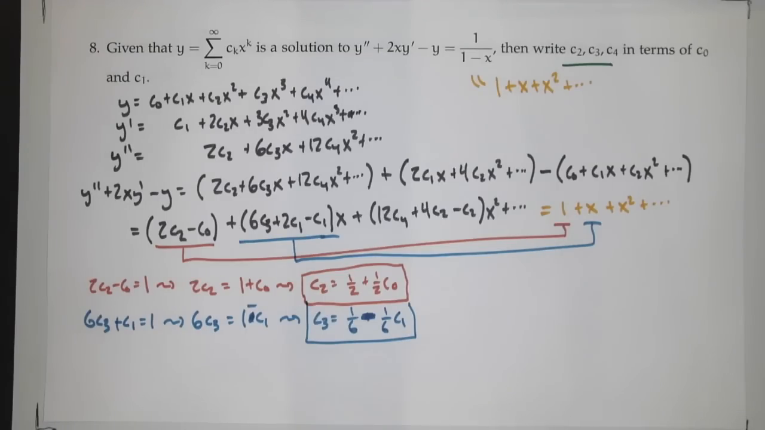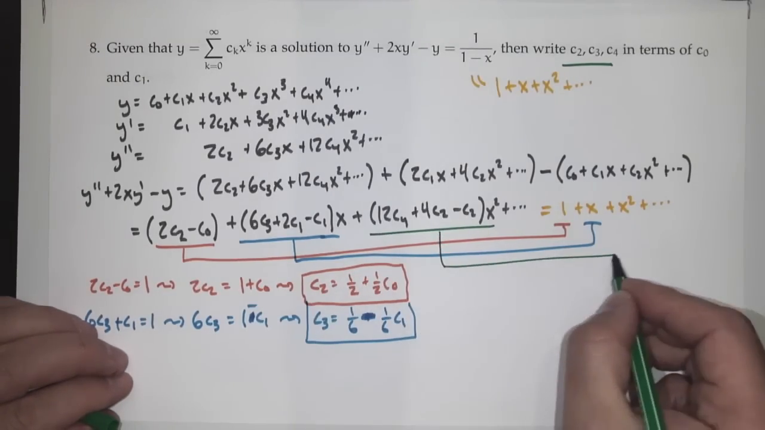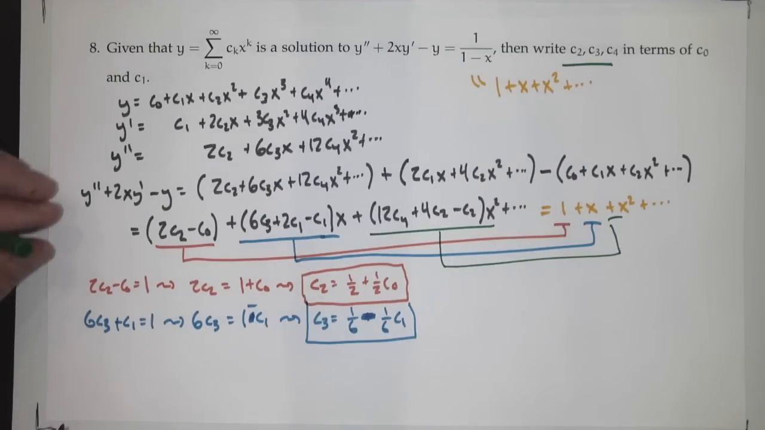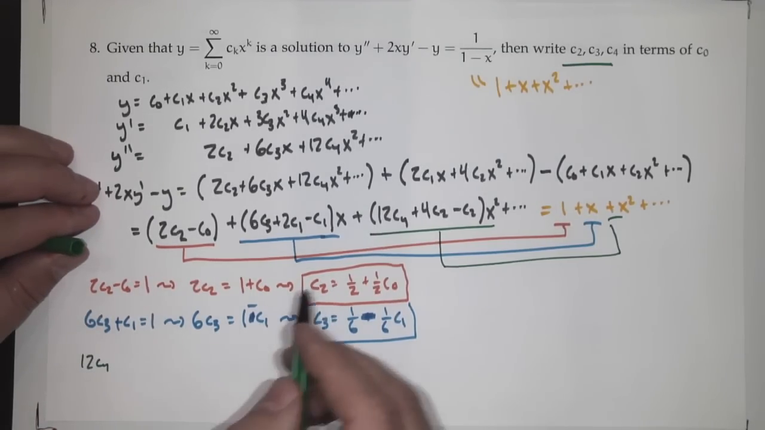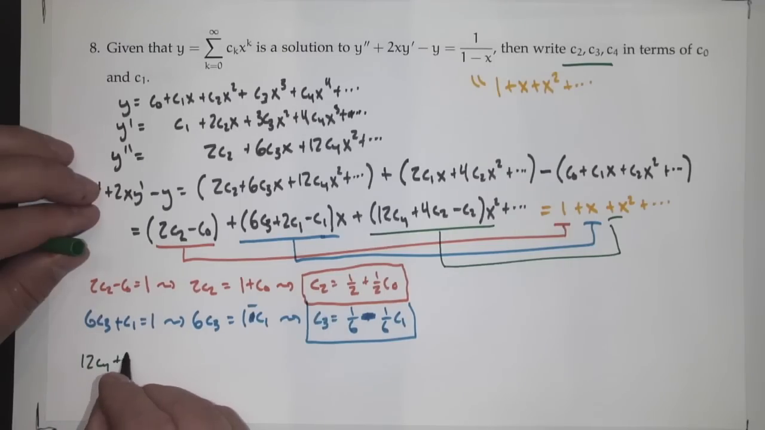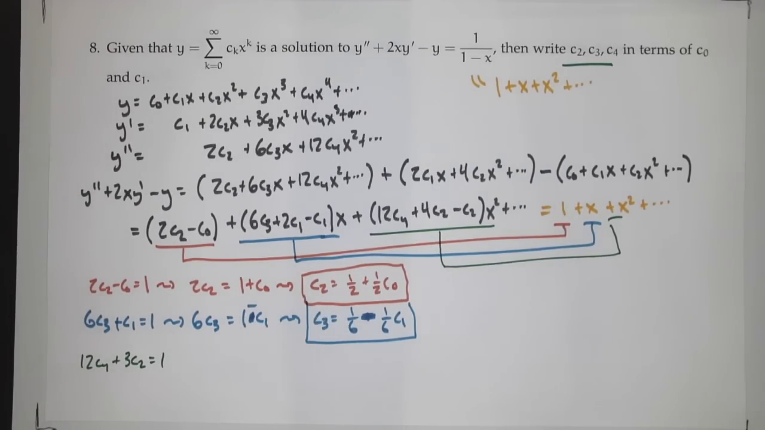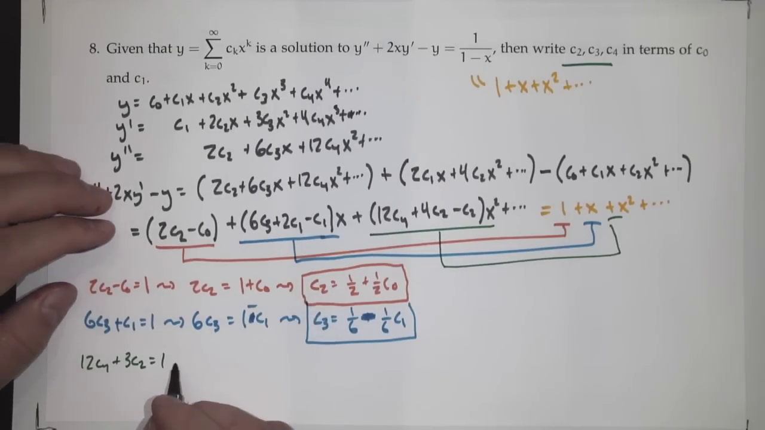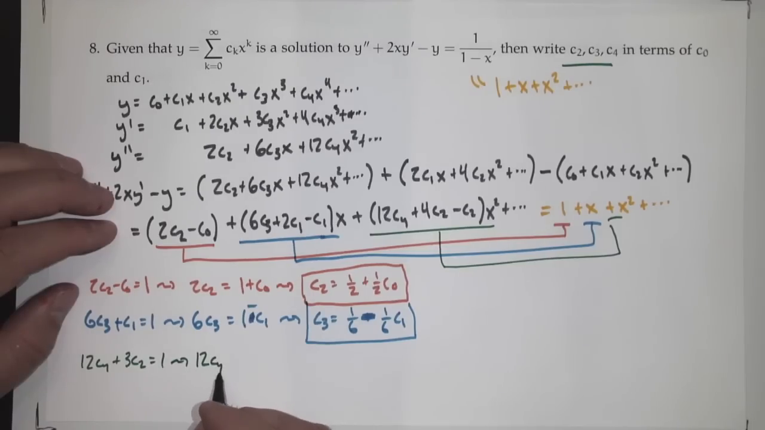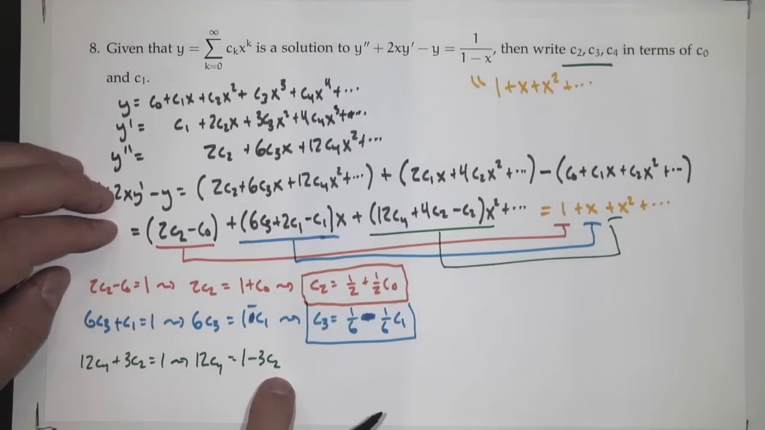And now we come to our last, but not least, piece. We have our coefficient for x squared, which has to match the coefficient for x squared. So 12c4, 4 minus 1 makes 3c2, has to equal 1. Well, that's nice. We can do the same thing, right? 12c4 is equal to 1 minus 3c2, but we have a problem. That's not c0 and c1. So how do we replace this c2?